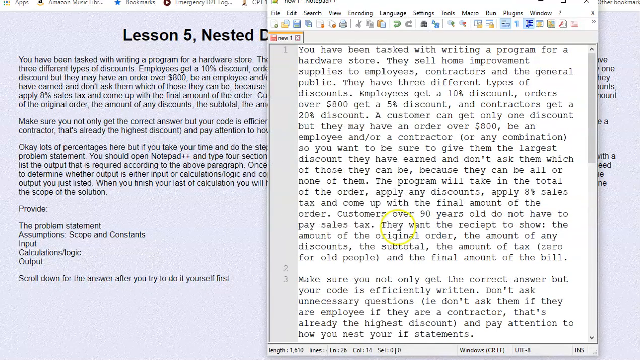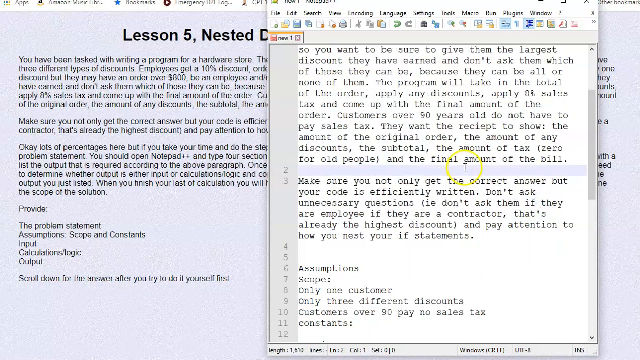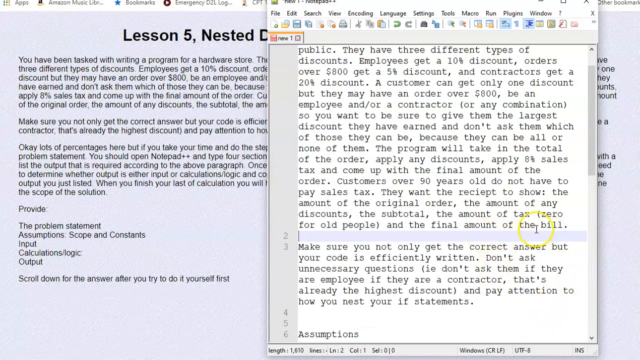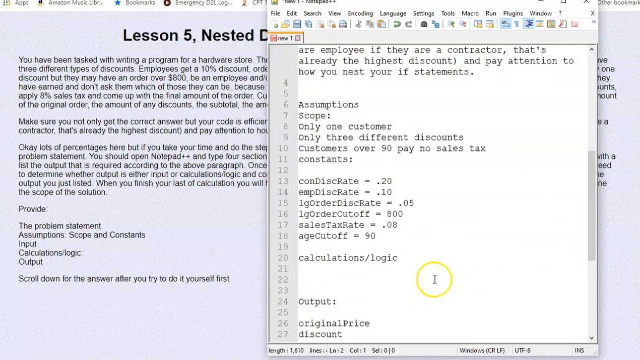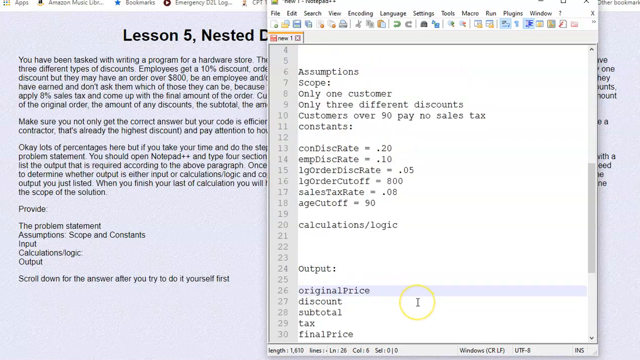There we go. All right, so I have put everything into here. You can see the 8%, $800, 20%, yada, yada, yada. It said a receipt that wants to see the amount of the original order, the amount of the discounts, the subtotal, the amount of the tax, and the final bill. So we can see that I already put that down here. So there's the final bill or final price, tax, subtotal, discount, original price, just to make things a little bit faster so that it doesn't end up being an hour video.